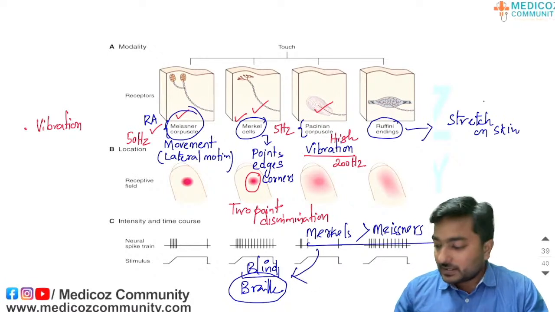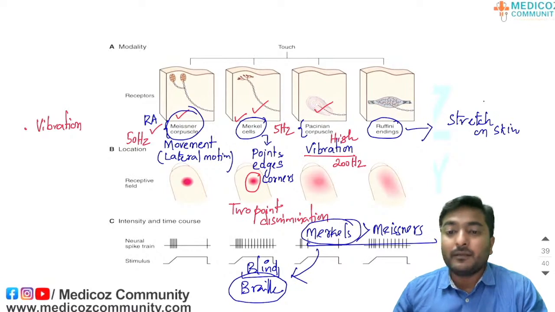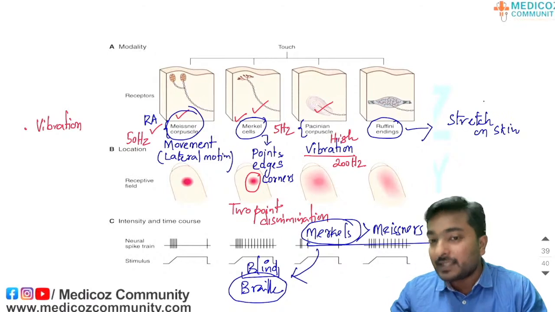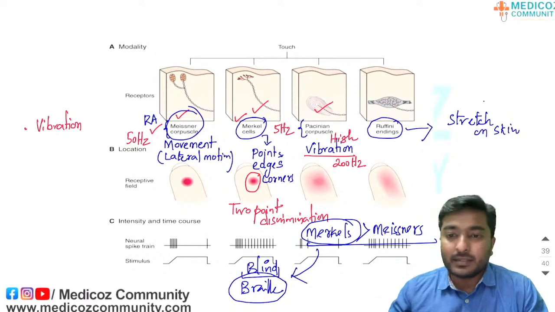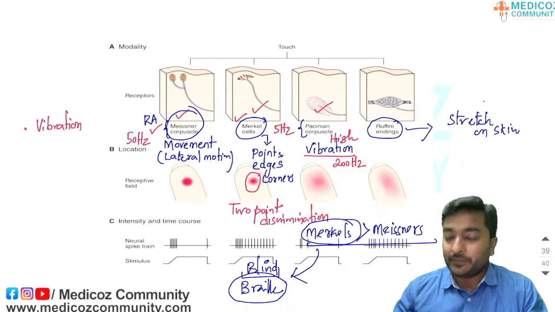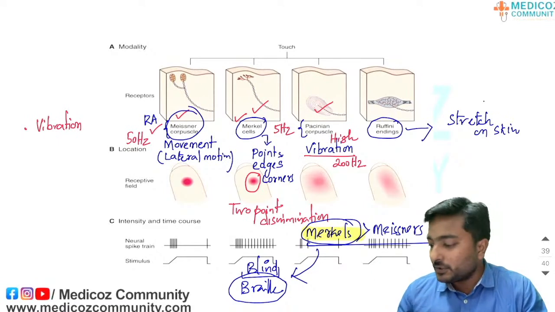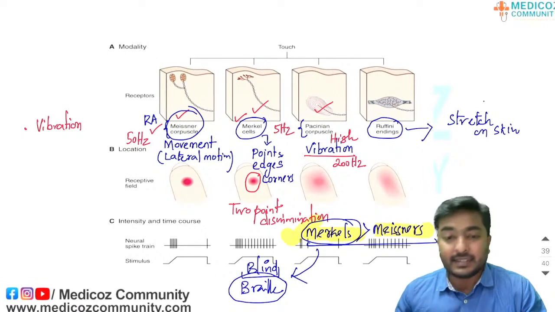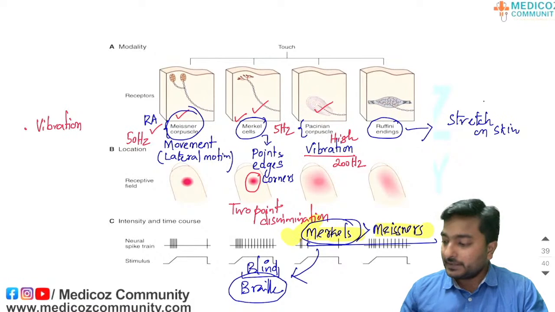Why is Merkel's very important? First, the person has to feel the round edges and sense whether edges are there, how many edges are there. Then only will the person move the finger laterally and try to find the symbols or letters. So you have to be very careful. If it is a multiple choice, you choose Merkel's and Meissner's. If it is a single best choice, it is Merkel's. Clear?